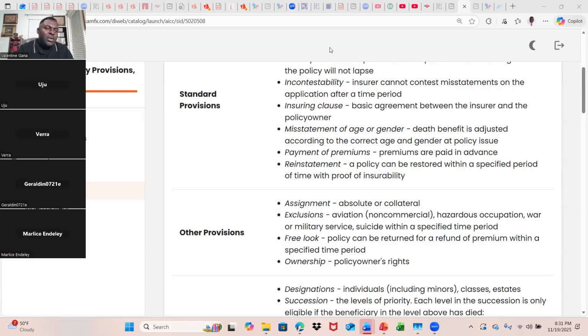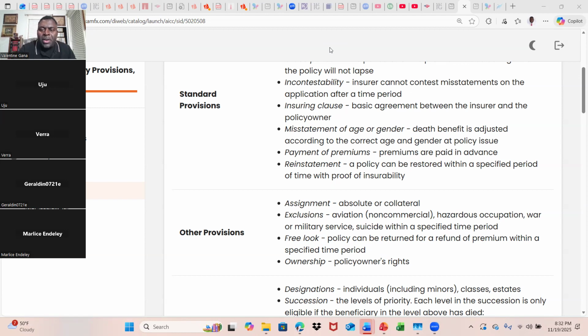The only exception, if you misstated something and they catch it after 2 years, is the issue of age. So if you said you were 45 when you were actually 60, and they catch it after there's a loss, the insurance company can rewrite that policy to what the death benefit would have been had the right age been stated.